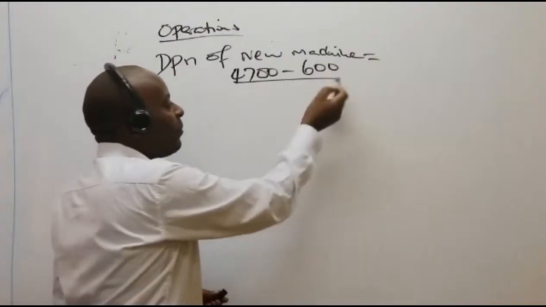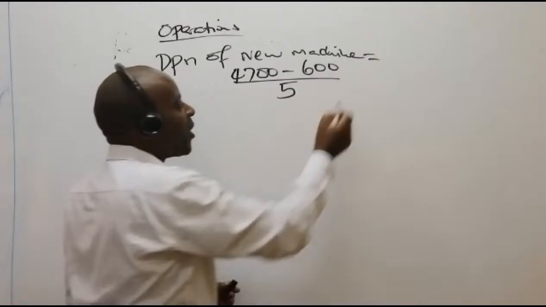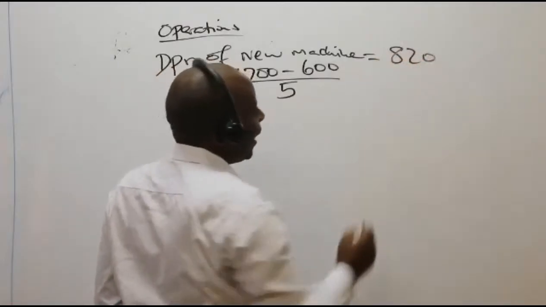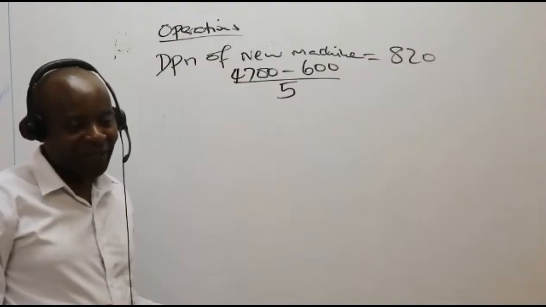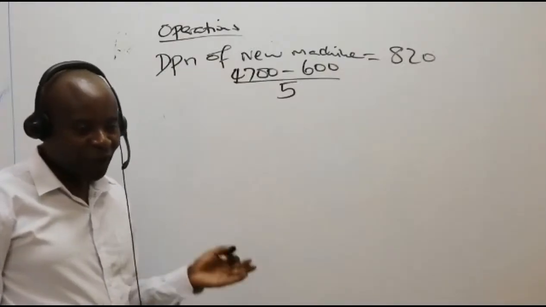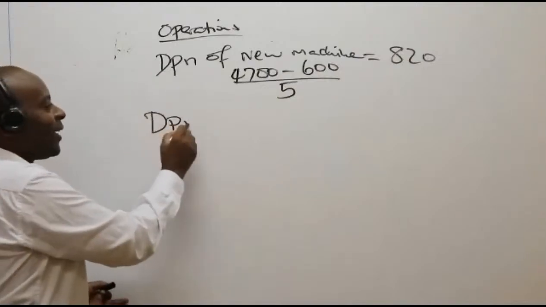Divide by what here? The number of years, which are 5. Somebody tells me they are getting a figure of what here? 820. They're getting a figure of 820. That is the depreciation of the new machine. How about depreciation of the old machine?